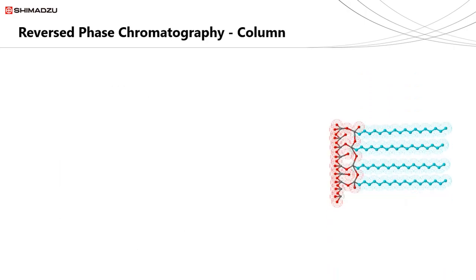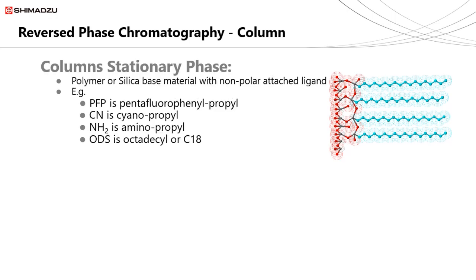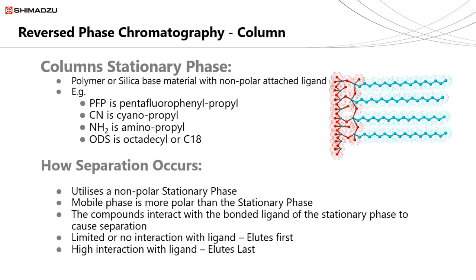Possibly the most commonly used type of liquid chromatography is reversed phase. As an opposite to normal phase, non-polar ligands are attached to the silica base to create the stationary phase. In reversed phase chromatography, it has a non-polar stationary phase and a higher polarity mobile phase. It is still the interactions or rejection of polarity that create the separation.